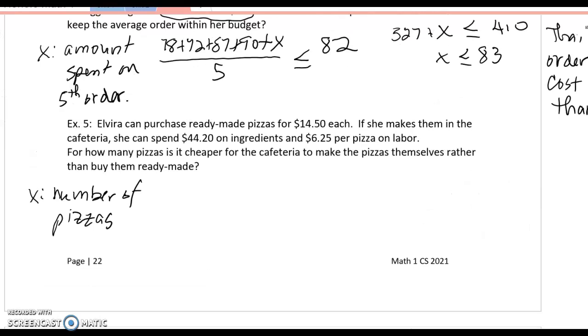Here Elvira has ready-made pizzas for $14.50 each. If she makes them in the cafeteria, she spends $44.20 on ingredients and $6.25 per pizza on labor. We need to figure out how many pizzas it is cheaper for the cafeteria to make themselves rather than to buy them ready-made. Let's see if you can figure out an inequality that goes with number 5.